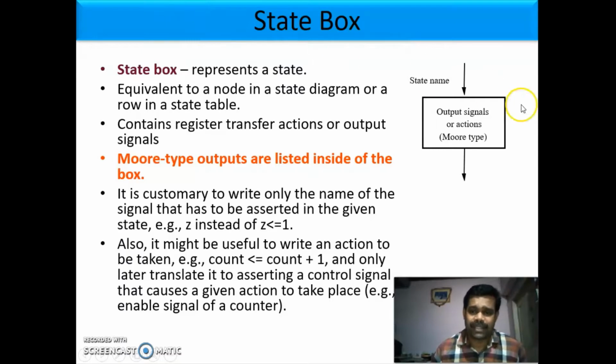So state box represents a state. This is state box. State box is in rectangle shape and it represents a state equivalent to a node in the state diagram or a row in the state table. It contains register transfer actions or output signals. So the state box will be having register transfer actions and output signals. Moore type outputs are listed inside the state box. So if it is a Moore type of circuit, then the output is mentioned inside the state box.